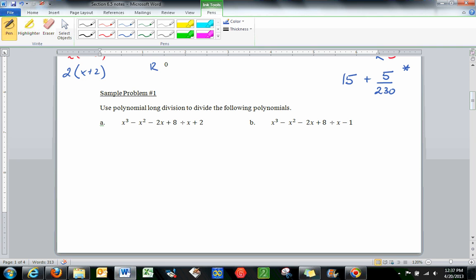So sample problem 1 has part A and part B. So go ahead and pause the video and use the example above as a guide to working these, doing polynomial long division.